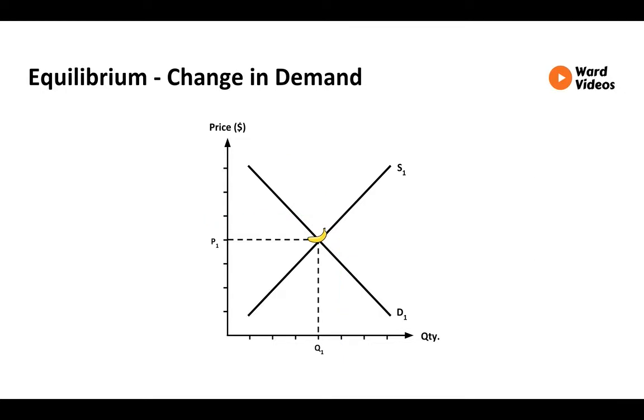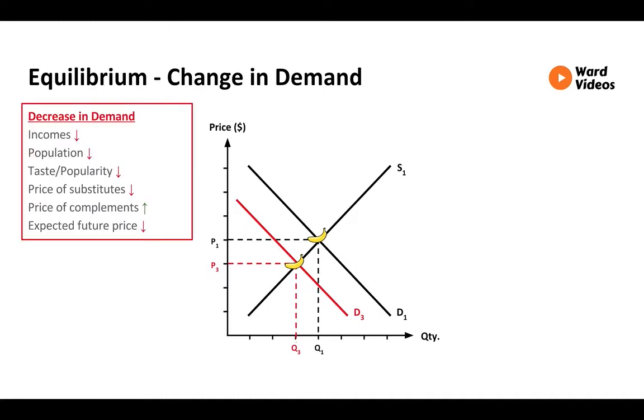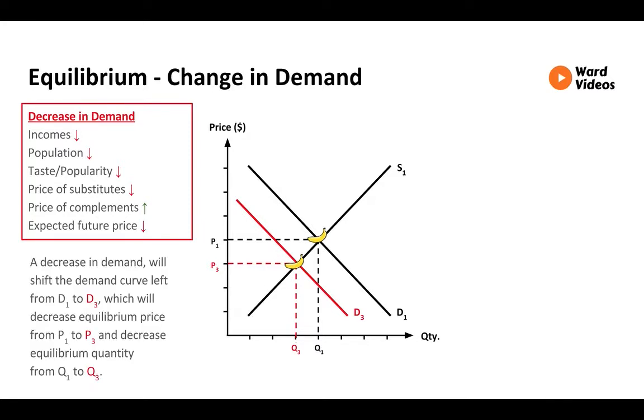However, if there is a decrease in demand, this will shift the demand curve left from D1 to D3. This may be because incomes decrease, population decreases, taste and popularity in the product decrease, price of substitutes decreases, price of complements increases, and/or future prices are expected to decrease. This will decrease equilibrium price from P1 to P3 and equilibrium quantity from Q1 to Q3.